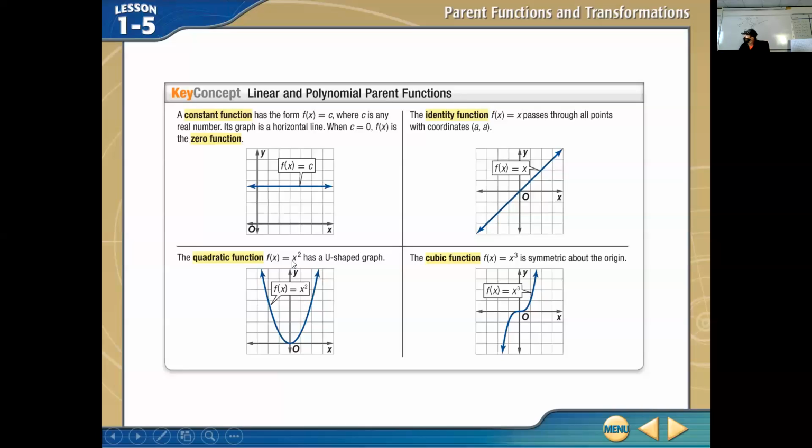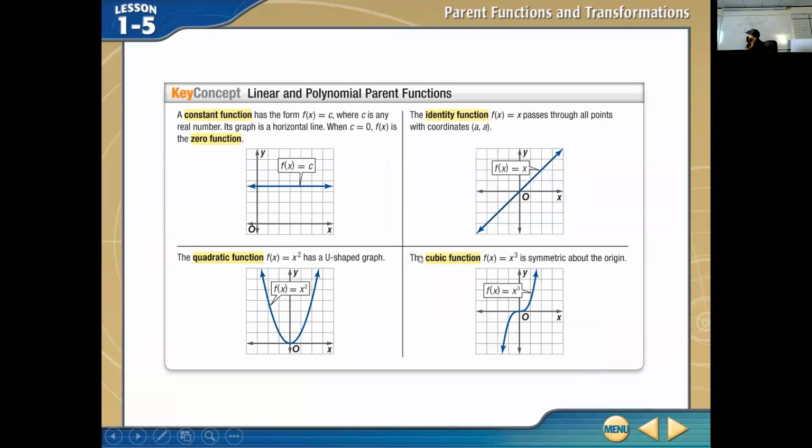Once again, you can dilate that by adding to A and stretching it vertically. If A is greater than 1, it's stretched vertically. If A is less than 1, it's kind of compressed. And then you have the cubic function. F of x is equal to x cubed is symmetric about the origin. So similar to the identity function.